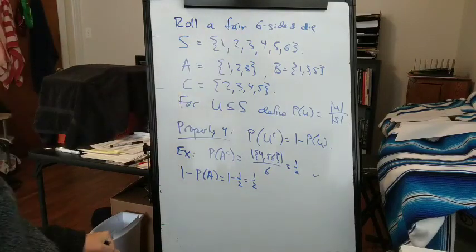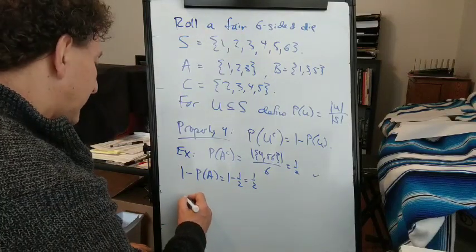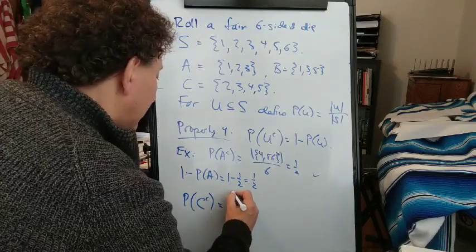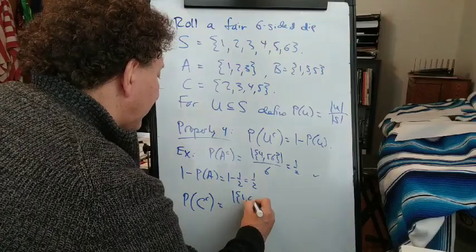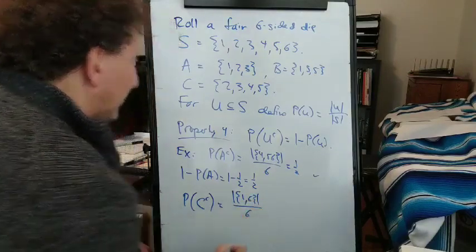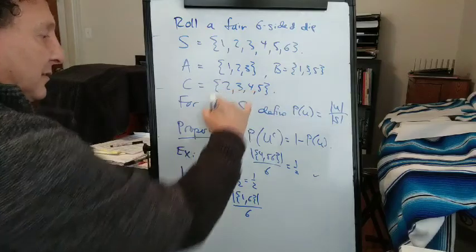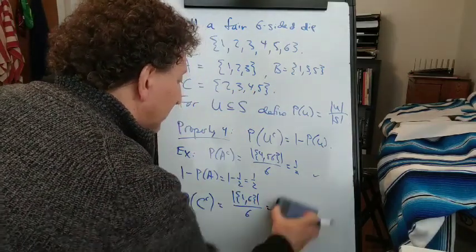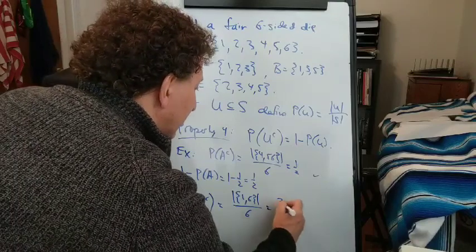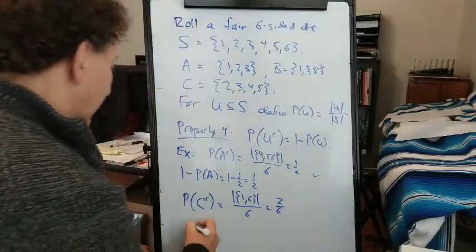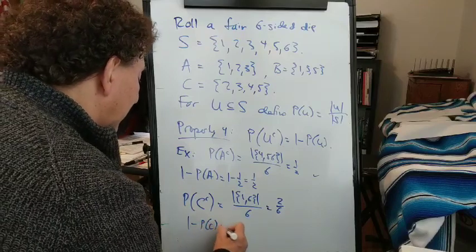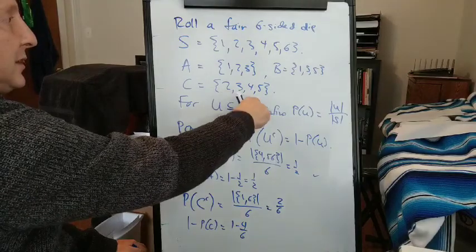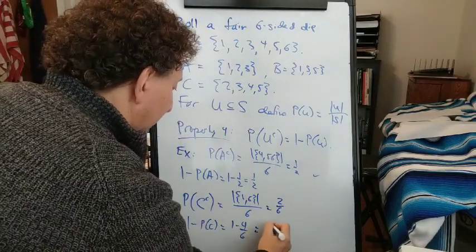Maybe C would be slightly more interesting. The probability of C complement is the number of elements in the set 1, 6 over 6. The only things that are missing from C are 1 and 6. So that's 2/6, and 1 minus probability of C is 1 minus 4/6, 4/6 because there's 4 things in C and 6 in S. So that's 2/6.